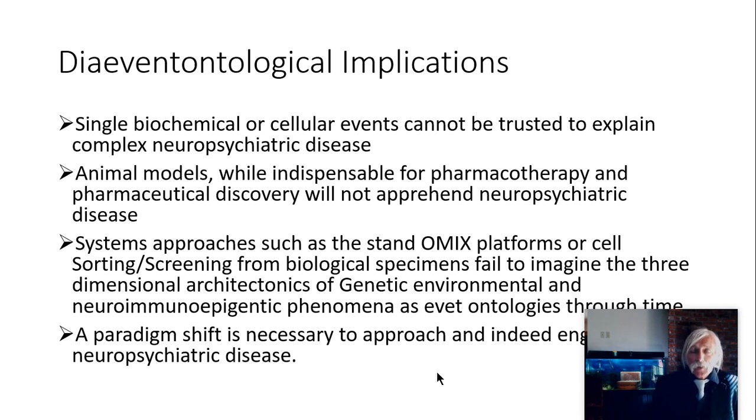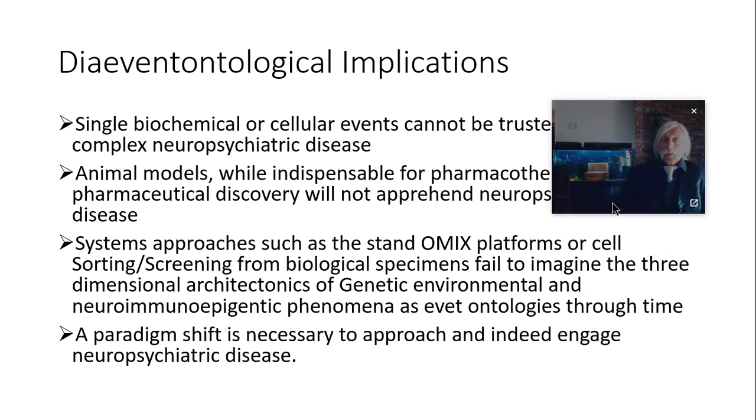Or even cell sorting screening using cell sorting instrumentation from biological specimens fails to imagine the three-dimensional architectonics of genetic, environmental, and neuroimmunoepigenetic phenomena as event ontologies through time. There should be an event ontology. So I say a paradigm shift is necessary to approach and indeed engage neuropsychiatric disease. And I'm claiming that that's what we need to do. We need to use these tools, but we need to recombine them in ways to design experiments to be able to get at the heart of these very complex, very debilitating, morbid, sometimes mortal, death-causing diseases.